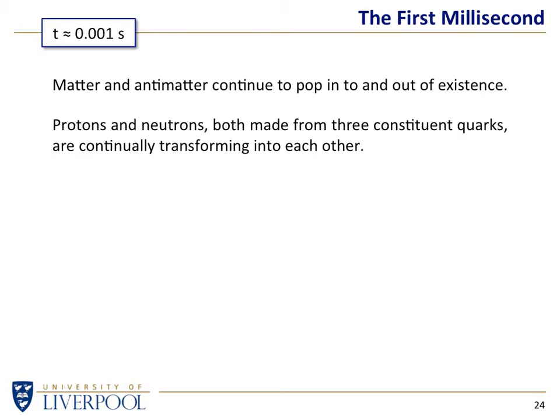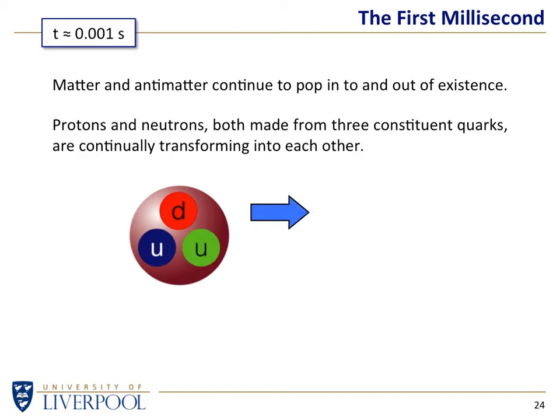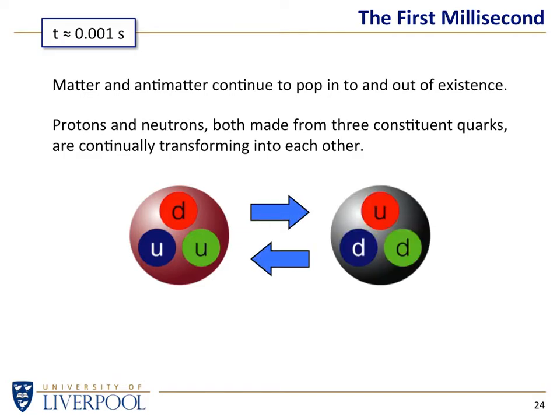Protons and neutrons are made from 3 constituent quarks. So there's lots of quarks in this soup. Let's forget the electrons for the time being. There's lots of quarks in this soup, and they're continually transforming into each other. We won't worry about the details, but 3 quarks can make a proton on the left-hand side, but also 3 quarks can make a neutron. And so neutrons can transform into protons, and protons can transform into neutrons, back and forth and back and forth.